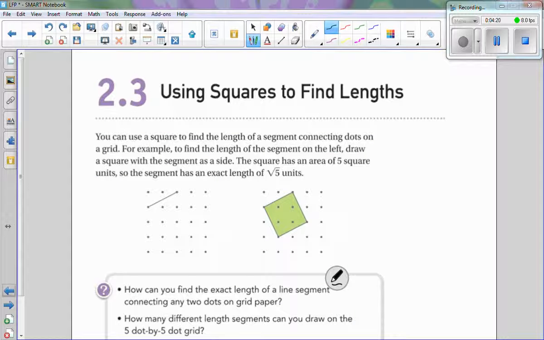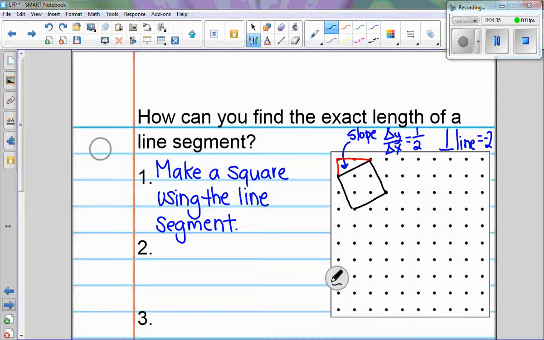So we went ahead and we drew a square. What is the next thing that I'm going to do, Spencer? You're going to find the area of the square. Let's find the area of the square. Now there are 2 ways that you may choose to do this.